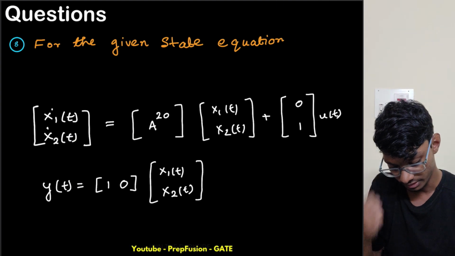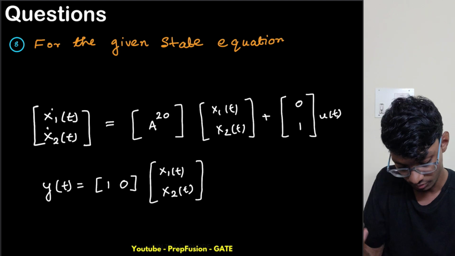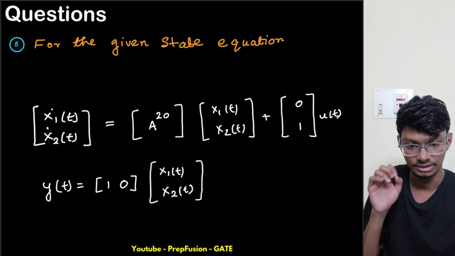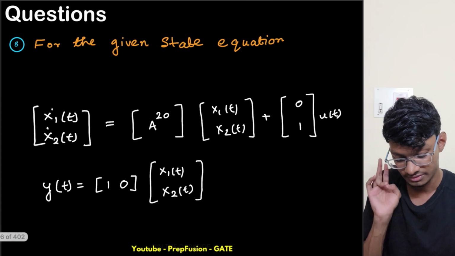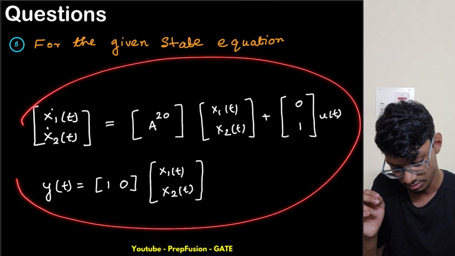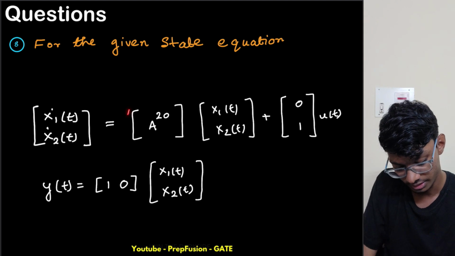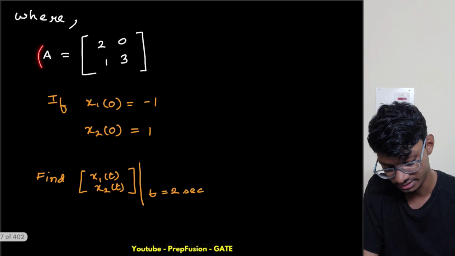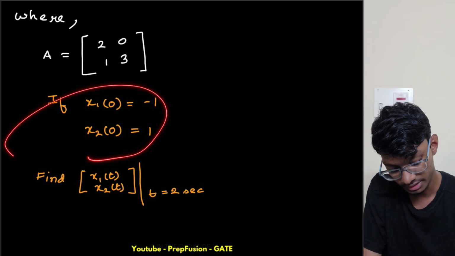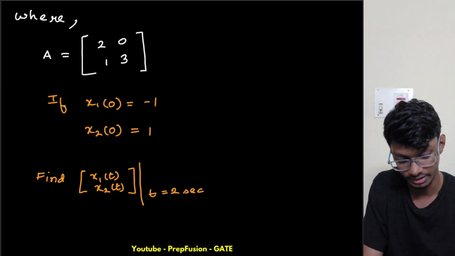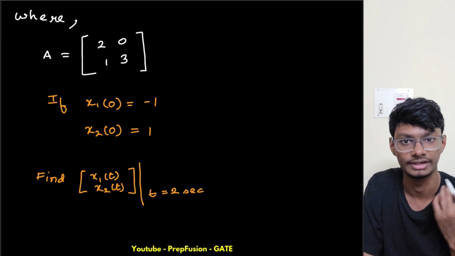Now let's solve another question. This is the next question. In this question, it has again given us a state equation, x dot equals A raised to power 20 times x. Here A is this matrix only, 2 0 1 3, and the initial condition is the same. Again we have to find the value of x1 and x2 at t equals 2, basically the state variable at t equals 2.